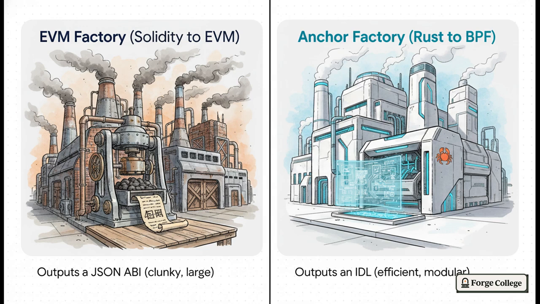Why? Because if you have automated downstream scripts, indexing services, or front ends that rely on parsing a standard Ethereum ABI, you have to completely rewire them. They now need to parse Anchor's IDL types and account schemas instead. It's a fundamental change in how your off-chain architecture communicates with your on-chain logic.